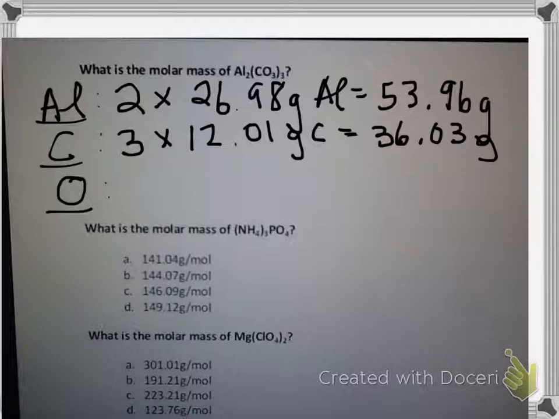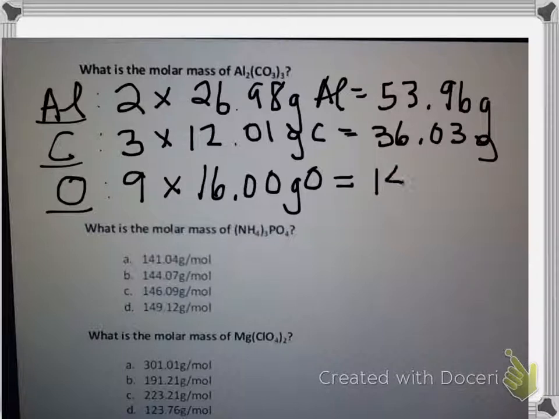How many moles of oxygen atoms do we have? Well, we have 3 times 3. We have 9 moles of oxygen atoms. Each oxygen weighs 16. It's one of my favorite numbers to multiply here. 9 times 16, the same thing as 12 times 12, it's 144.